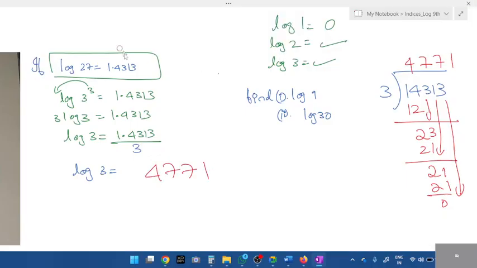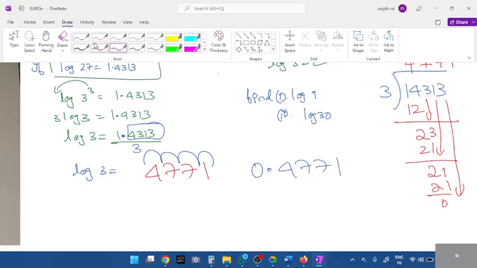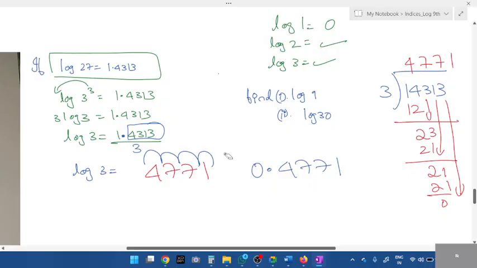How many decimal numbers were there, students? 4, not 1. How many numbers are there after the decimal? 4. How many decimal places do you have to place back? 4. What's the answer? 0.4771. If not, memorize log 2 and log 3 values. Okay, is this clear? Now, first question: log 9.